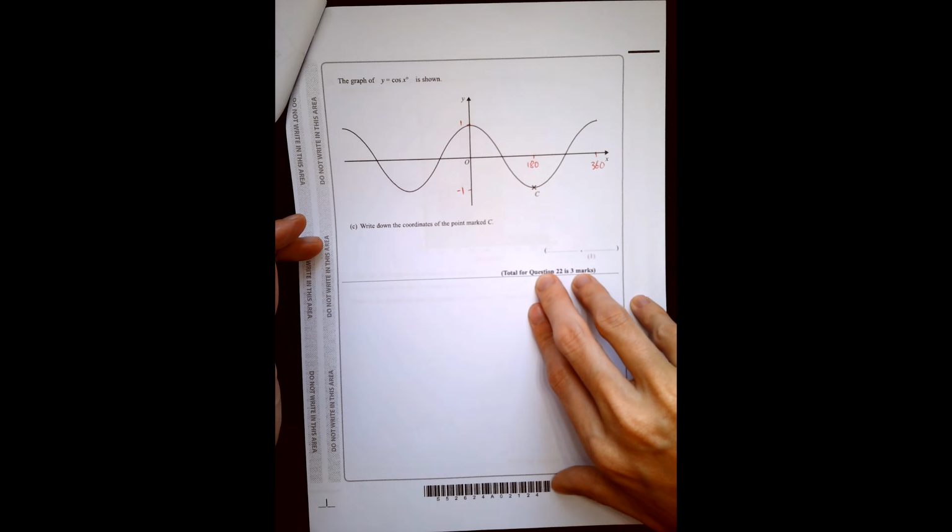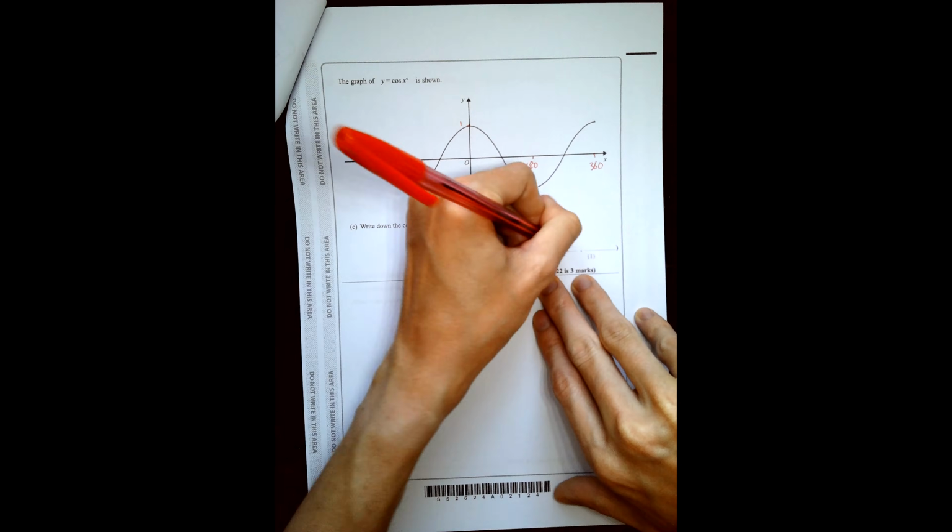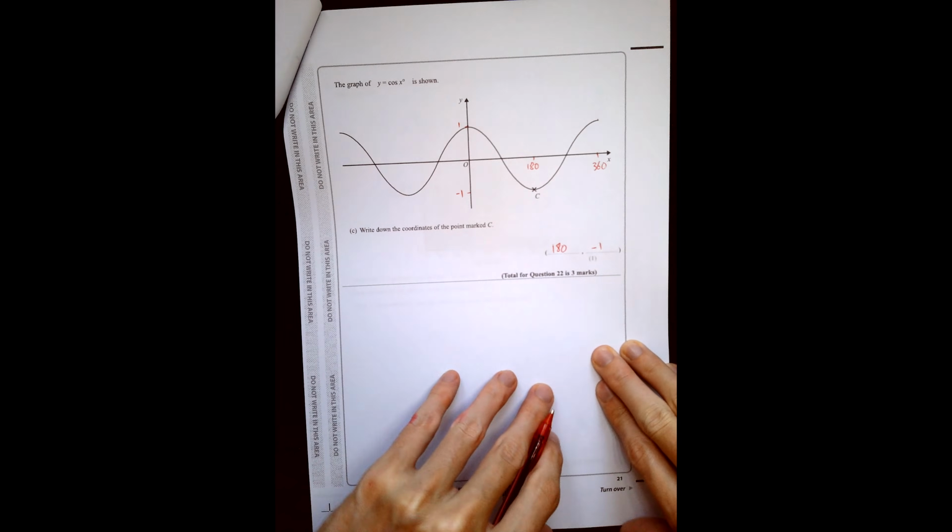Write down the coordinates of the point marked C. Well, we've got it now. It's going to be 180, negative 1. Okay, y value is negative 1.